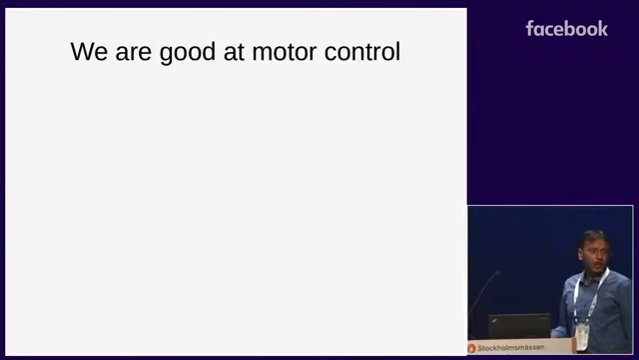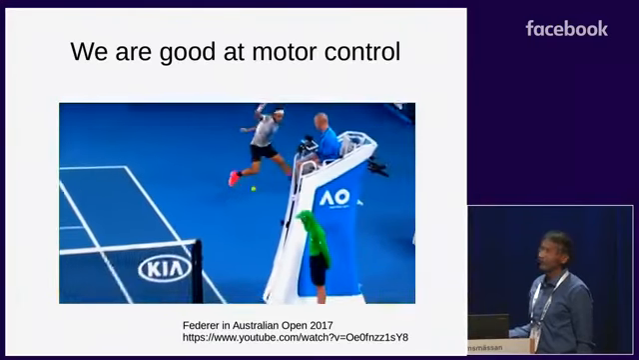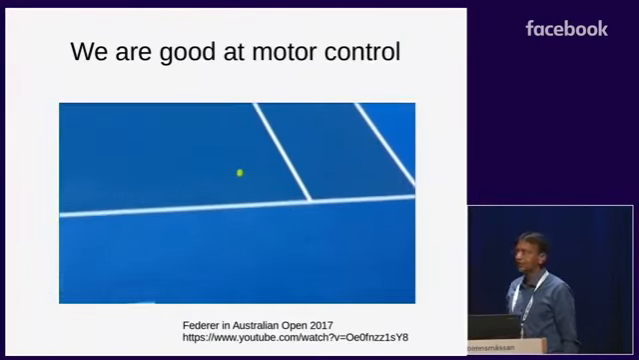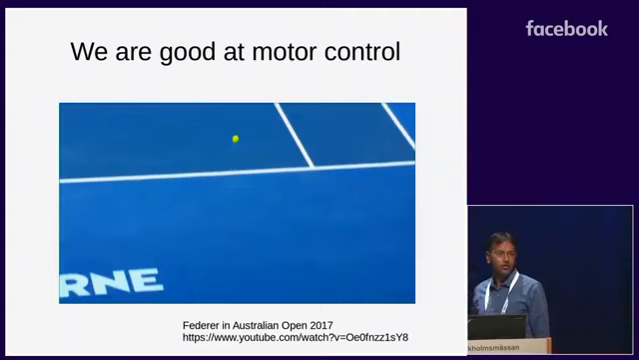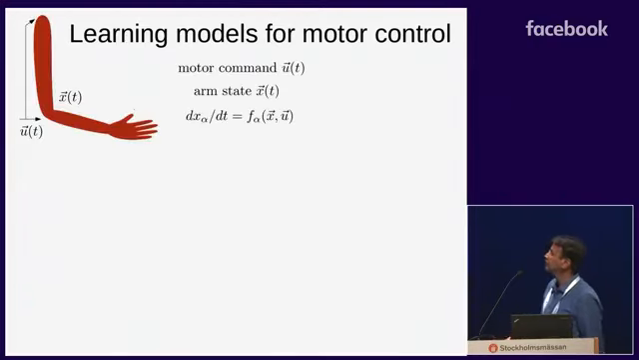So animals and humans are pretty good at motor control. We all know this, but we are not born this way. We need to learn from infanthood. And one of the ways the brain might learn this is thought to be by learning internal models of how our muscles and body move in response to neural commands.